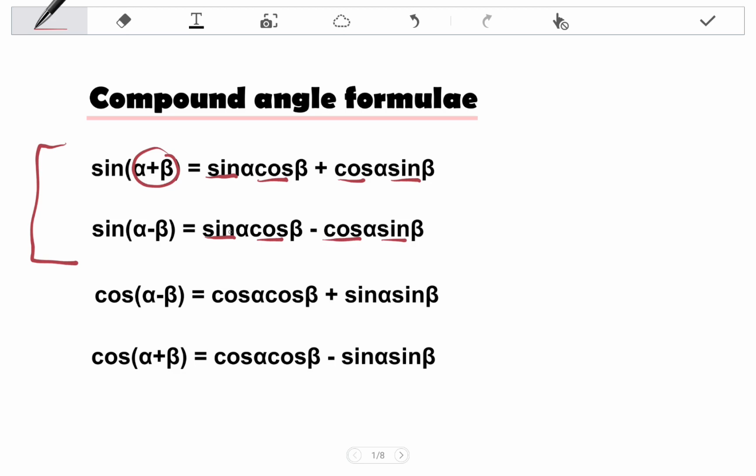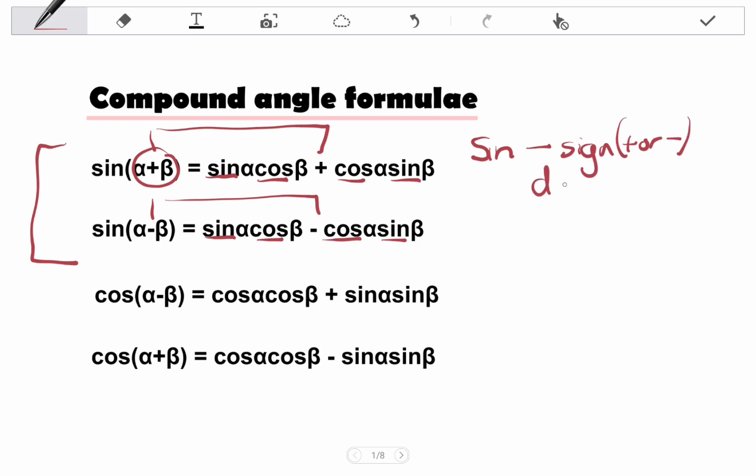Now, if we look at the signs, the plus and the minus, we notice that if I have a plus in the bracket, I have a plus in the expanded form. If I have a minus there, I have a minus in the expanded form. So for the sine compound angle formulae, the sign doesn't change. The plus or minus doesn't change.